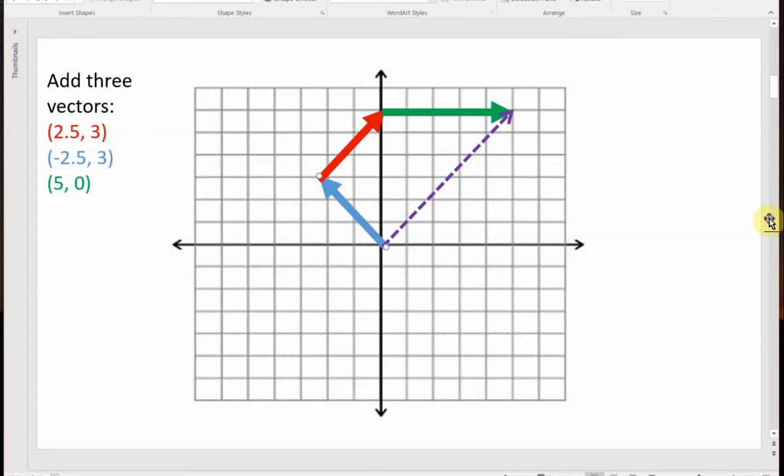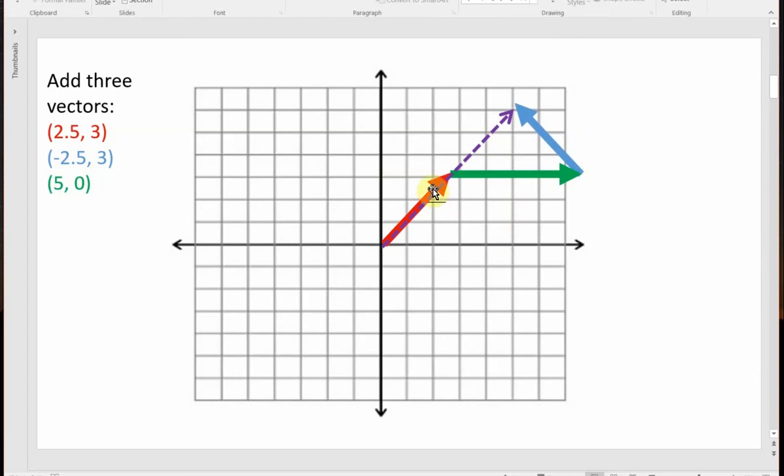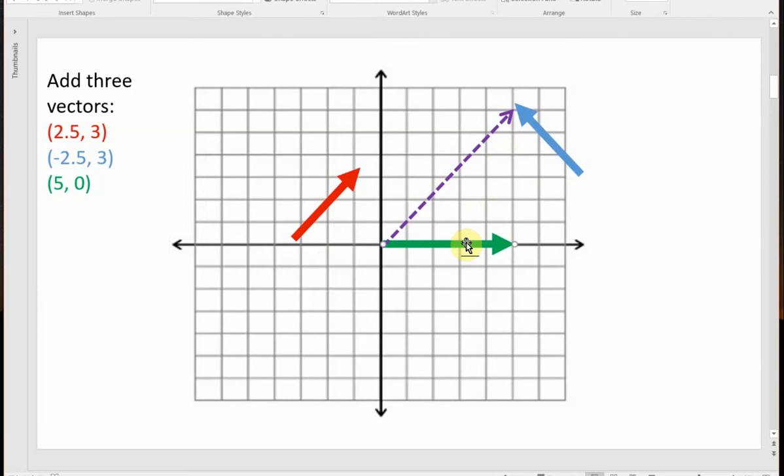But let's double check this. Suppose instead of starting with blue, I started with a different vector. Maybe I went with red first, and then I added green to red, and then I put blue on the end of green. We get the same answer. Maybe instead of starting with red, we did the green first, and I put the red on that one, and then I put the blue on that one. It's the same. Or I did green, then blue, then red. You see, it doesn't matter what order you put the vectors in head to tail. You have to get the same answer every time because math doesn't care what order we add things in.